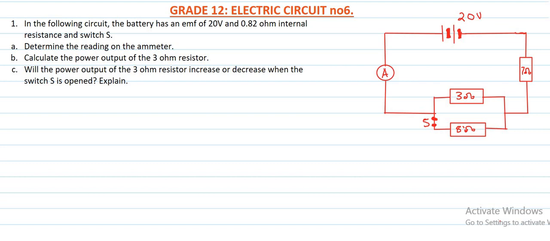Let's look at our circuit. In our circuit, we are given the battery with 20 volts and an internal resistance of 0.82 ohm. The ammeter is connected, and we have a 3 ohm resistor and an 8 ohm resistor which are connected in parallel, and switch S. Then the 2 resistors are connected in series with a 7 ohm resistor. Let's calculate the first solution.